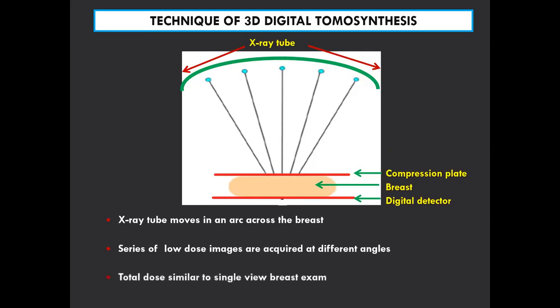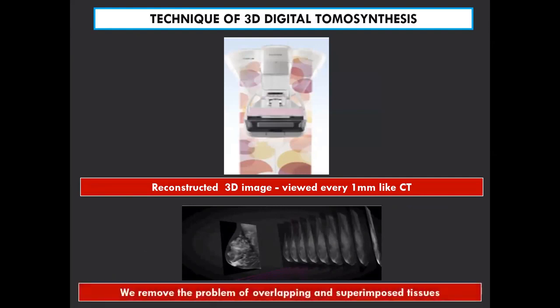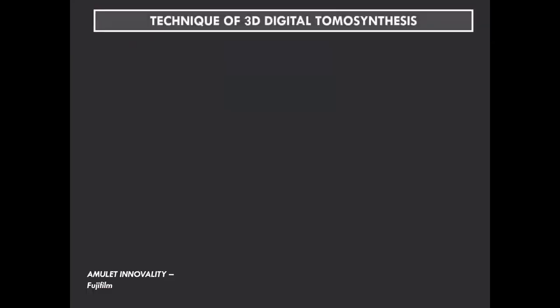The total dose of these images is similar to a single view, or slightly higher than a single view mammogram. And because we image the breast from different angles, we can have a reconstructed 3D image. When we view this reconstructed 3D image, we can view it every 1 millimeter, exactly like what we do in a CT examination. And by this, we can remove the problem of overlapping and superimposed tissues.